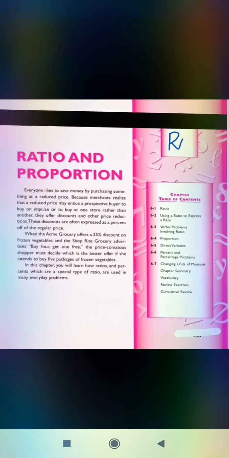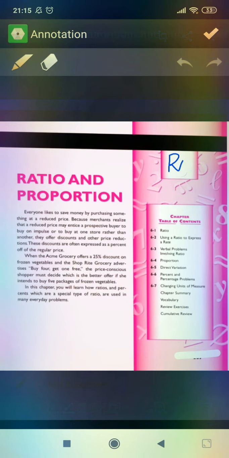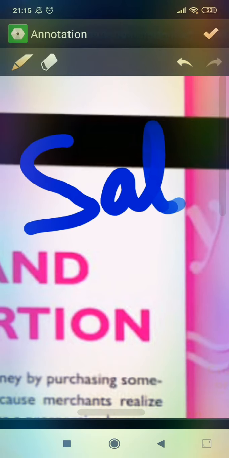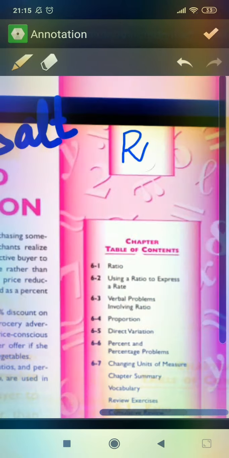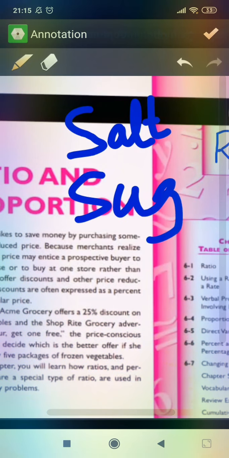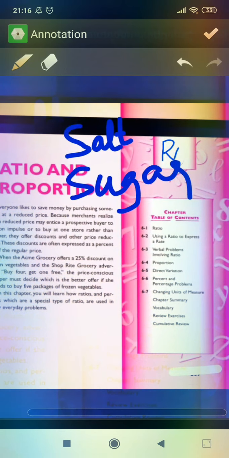Generally, if we compare the costs of two things, we also use a ratio. Suppose we think of two things in a shop, such as a salt packet and sugar. These two are the things. If we need to apply the ratio between these two costs, first we need to take the two costs.